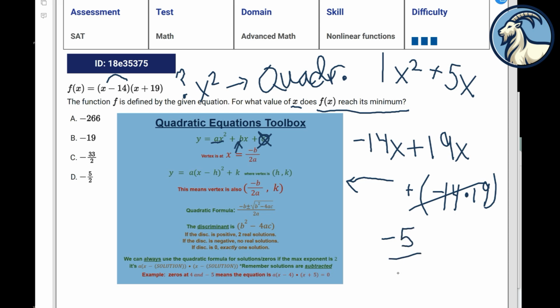So if we know that b is going to be 5, we know that the vertex is located at x equals negative 5 over 2. In this particular question, it's literally just asking for what value of x we get the minimum. So the answer will be negative 5 halves, but occasionally they're going to ask for a different part of the problem. So just make sure that you're actually answering the question.